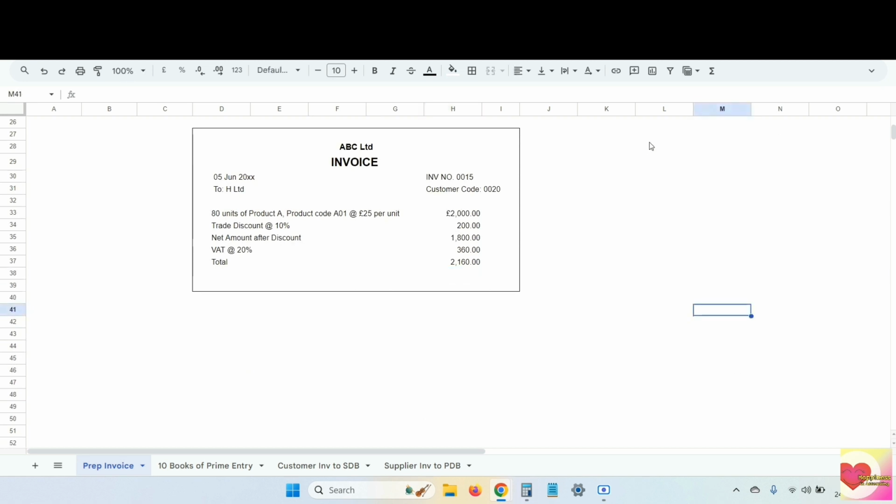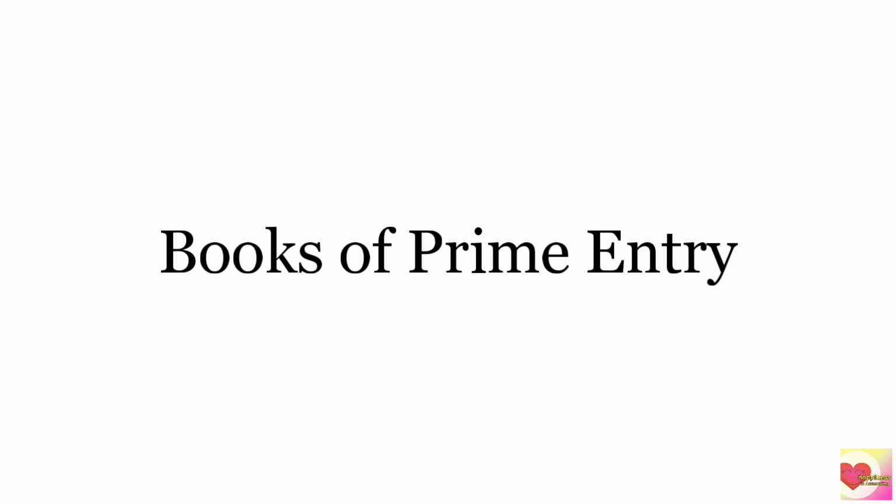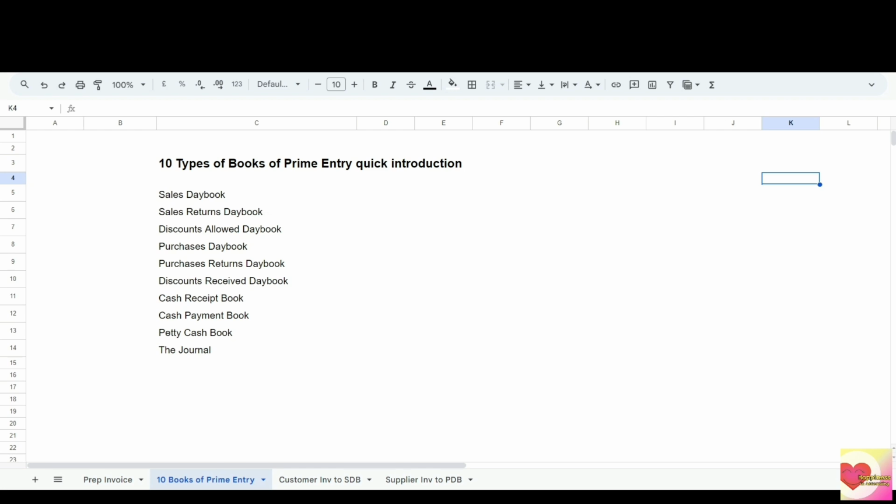Next, we are going to record our sales invoice to our Daybooks. But before that, let me just give you a quick introduction to Daybooks. We have 10 types of books of prime entry, or also known as Daybooks. These are the records where we enter the details of the business documents that we have created or received for our business transactions.